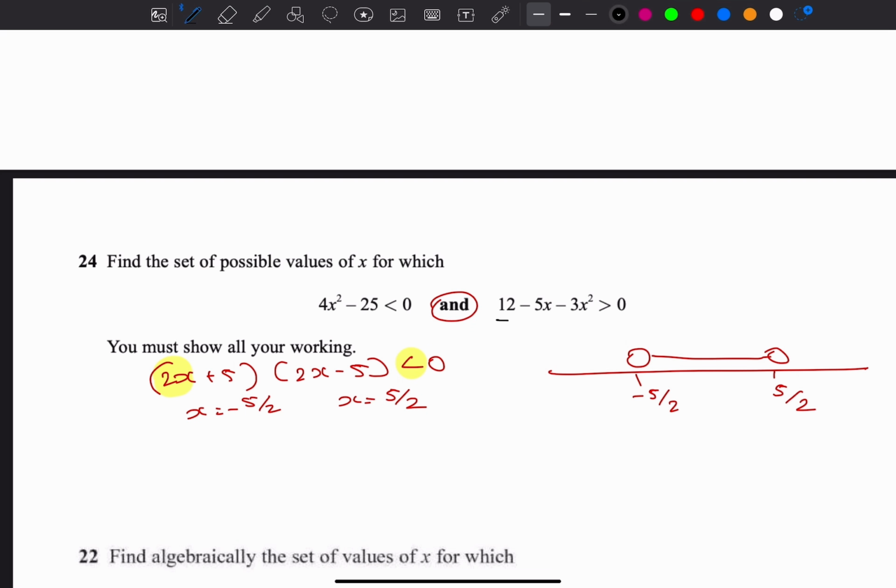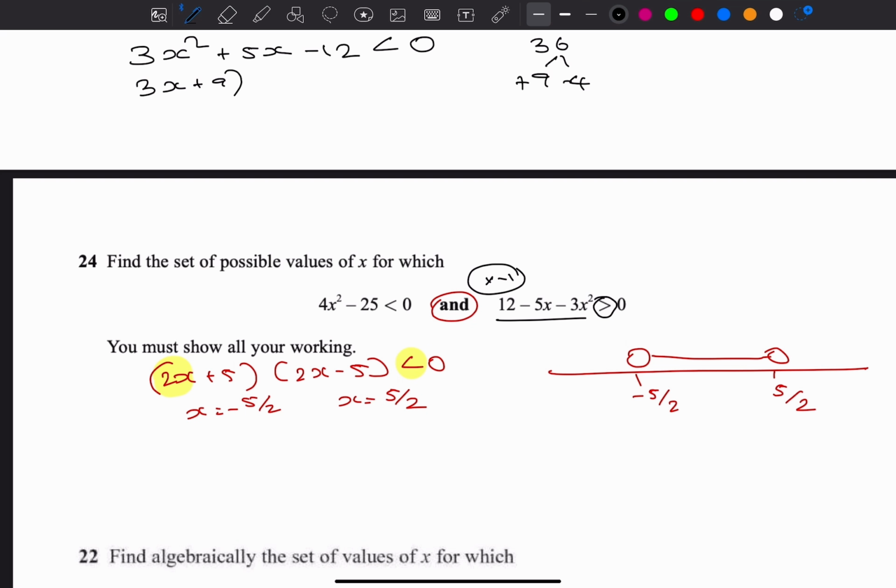This one, what we will do, multiply everything by negative 1. So that will give you not minus 3x squared but 3x squared, not minus 5x but plus 5x, not plus 12 but minus 12. The sign changes because you're multiplying by negative. 3 times 12 is 36. Factors of 36 that make 5: 9 times 4, plus 9 and minus 4.